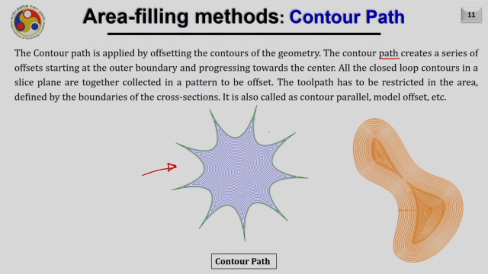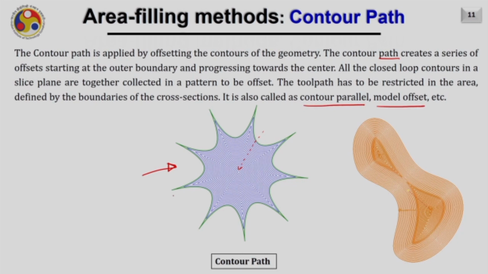All the closed loop contours, if you see, are together. They are collected like offsetting towards a particular direction. The toolpath has to be restricted in the area defined by the boundaries of the cross section, and hence it is called contour parallel or modal offset also.